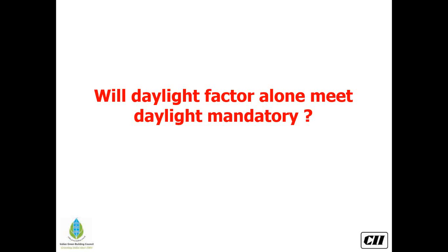Only the project will meet the mandatory requirement. They will not be able to meet the credit requirement. So what we insist is, when they do the calculations, they should arrive at the correct figure, and the points will be avoided based on the lowest threshold that they meet. This we want to make it very clear in the daylight factor calculations.